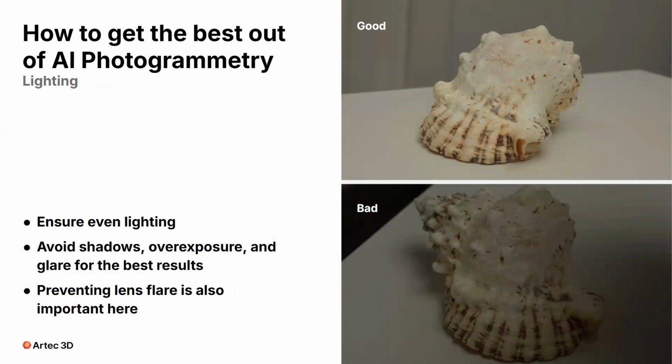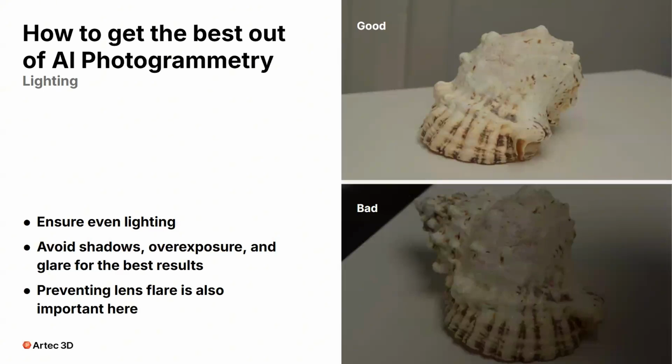About the lighting. So here we have kind of a bit of exaggerated examples on the right, but they convey the idea really greatly. So yeah, on the good image, we have an even lighting. We don't have excessive glare.